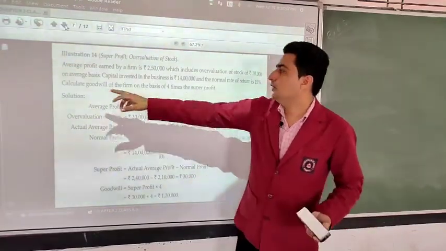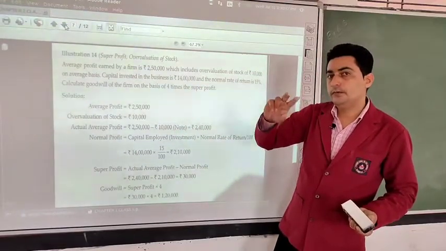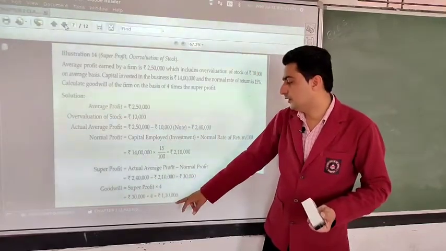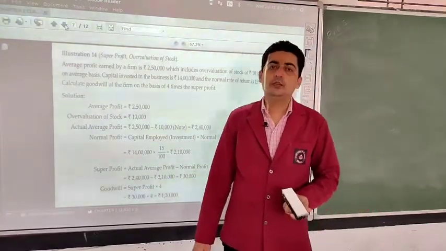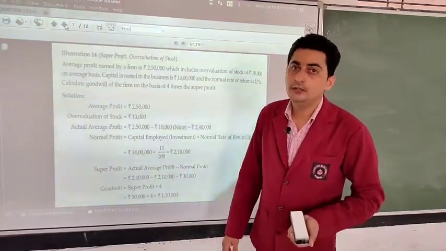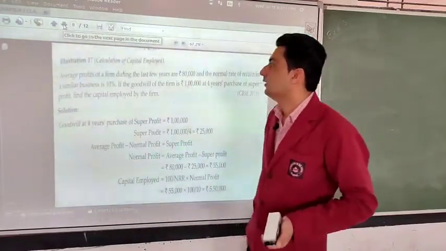Now calculate goodwill of the firm on the basis of 4 times of super profit. 4 times of super profit means we have to multiply it by 4. So the super profit into 4, and the goodwill will be 1,20,000. So like this we will calculate goodwill by using the super profit method. Let us do one more question.